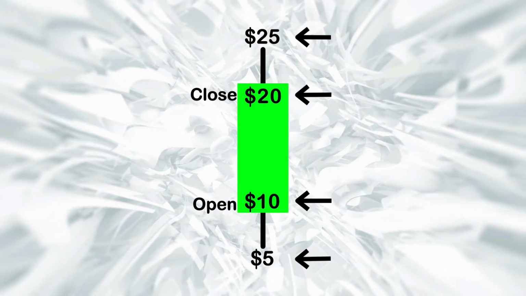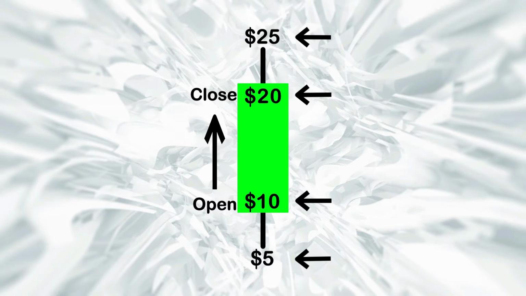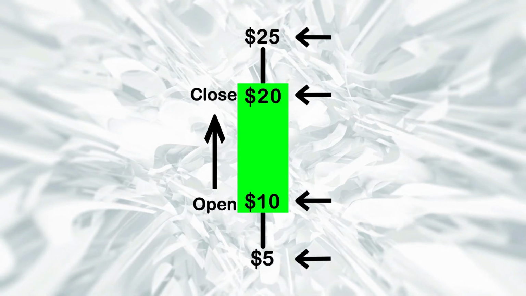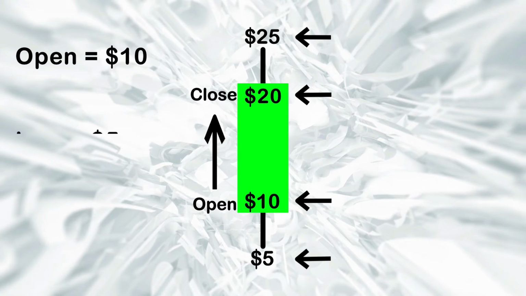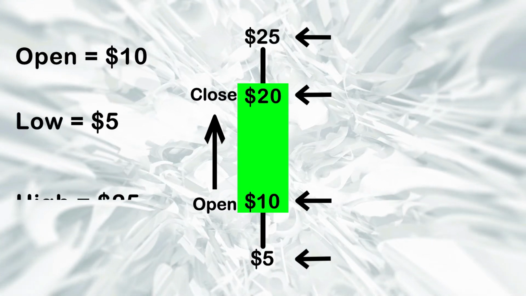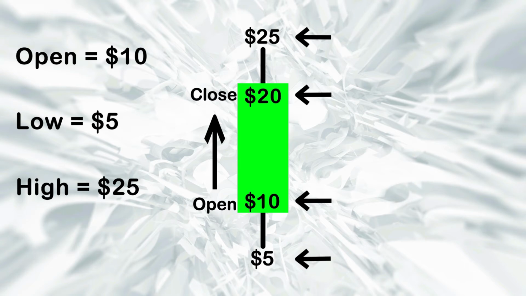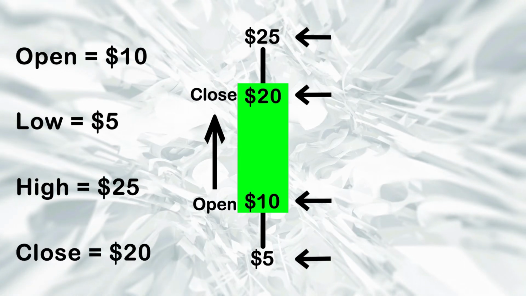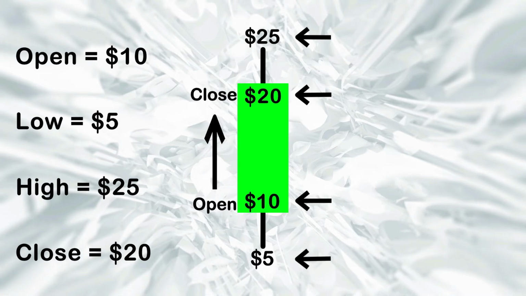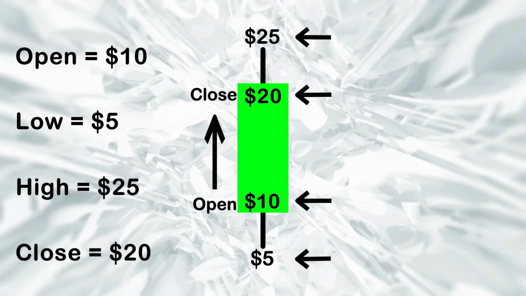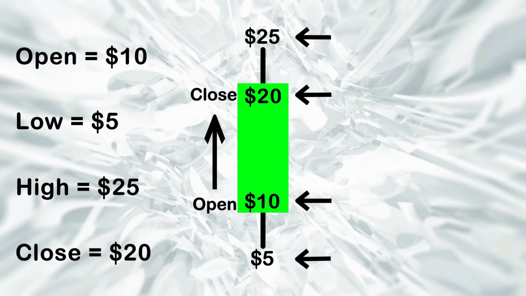Remember, green is a bullish candle signifying that the price increased during that time period. During this time frame, the stock's price opened at $10, had a low at $5, a high of $25, and officially closed at $20. This is what candlesticks are and what they represent on a chart. Now, we won't talk about it much today in the interest of avoiding information overload. We just want to cover the basics of the candlesticks.